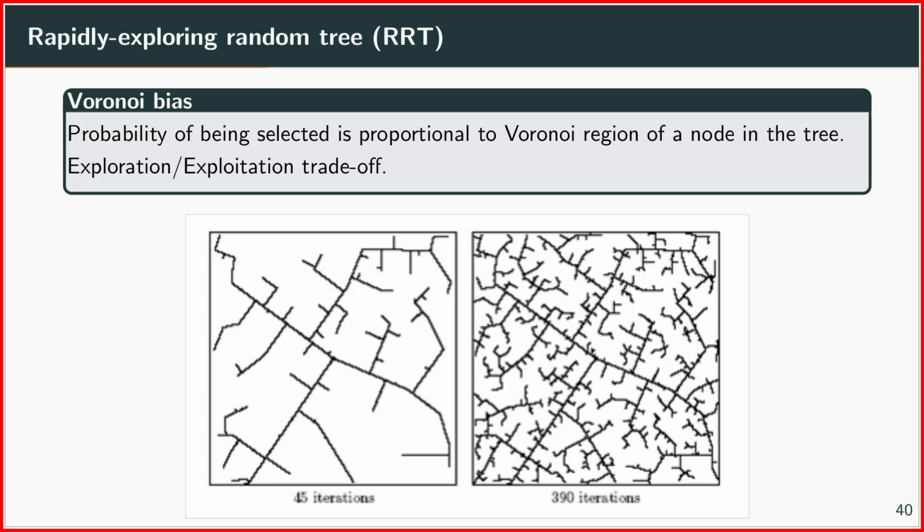And only if you can't find any paths there, then you can go into the finer details and try to explore smaller passages or something. And because this probability of being selected is proportional to this Voronoi region in the tree, you have what we call the exploration-exploitation trade-off, where you basically have to decide: should I first explore the whole space, or should I exploit my tree and go a bit finer into the details, refine my tree, go into smaller corners of the configuration space?